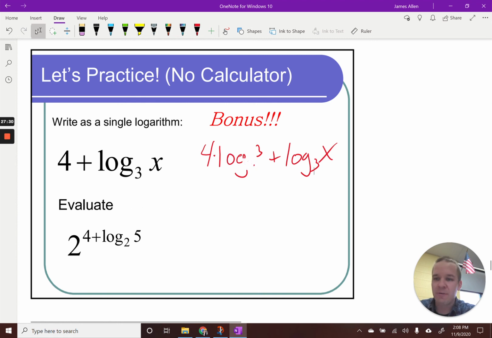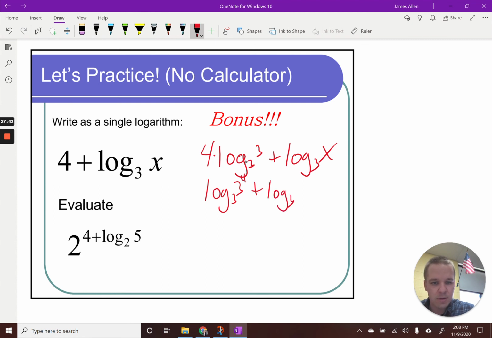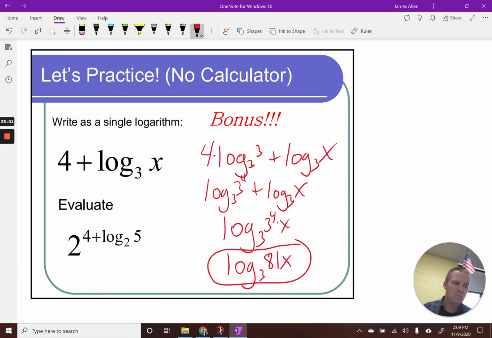Anywho, so I've multiplied by a clever form of 1. Now I can bring that 4 up as an exponent there, log base 3 of 3 to the 4th plus log base 3 of x. And now I can condense these. I can bring them into one log, which would be log base 3 of 3 to the 4th times x, which is log base 3 of 81x. 3 to the 4th is 81. You should know that. That's a wonderful thing to know.